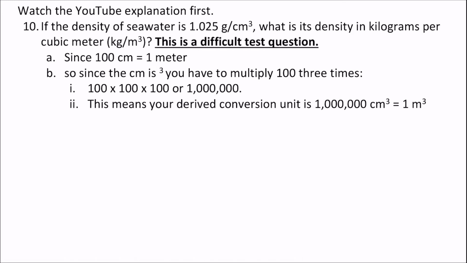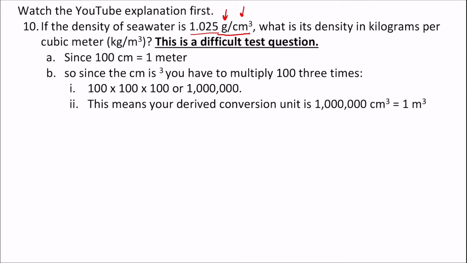So this one's a little bit tricky. If you notice here, it says if the density of seawater is 1.025 grams divided by cubic centimeters, that has two units in it, right? It has grams and it has cubic centimeters. And the question is, what is the density in kilograms per cubic meter?